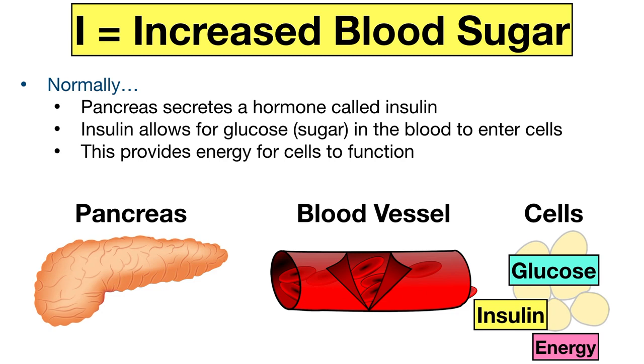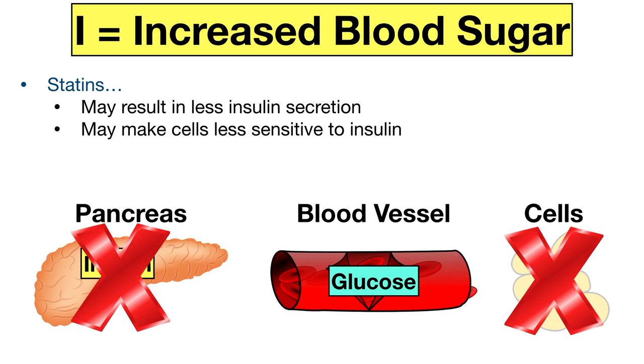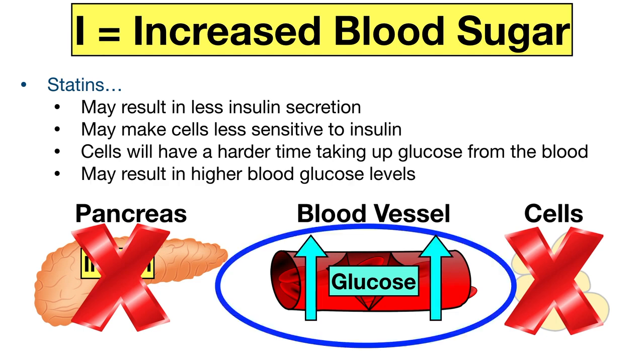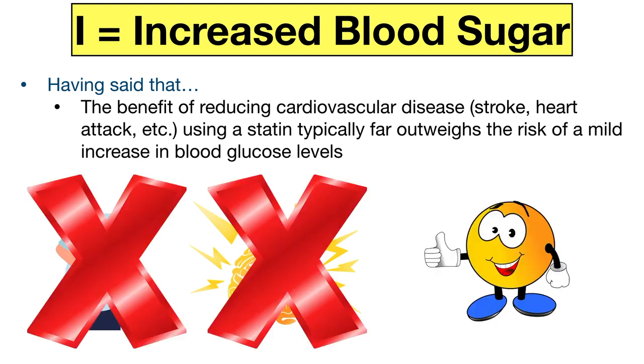The use of statins may decrease insulin secretion from the pancreas, and they could make cells less sensitive to insulin. As a result, cells will have a harder time taking up glucose from the blood, which may lead to an increase in blood sugar. Having said that, the benefit of reducing cardiovascular disease, such as strokes and heart attacks, using a statin typically far outweighs the smaller risk of developing a mild increase in blood sugar, even in those who already have diabetes. The risks and benefits of statins vary from person to person, so it's always good to discuss with your provider.